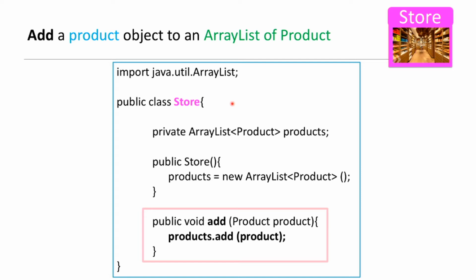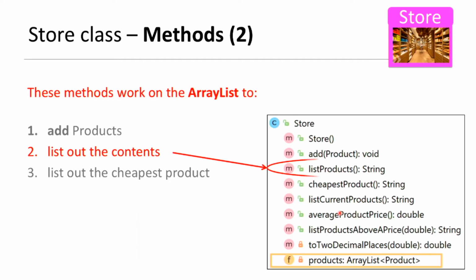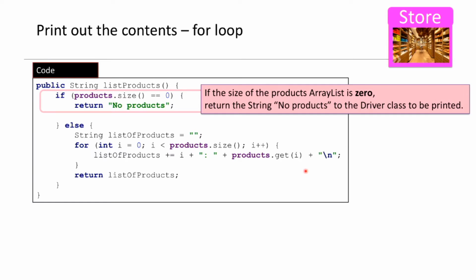So what we looked at on the previous screen is inserted inside the store class. The pink box here is exactly what we had on the previous screen, and I'm just showing you where that fits inside our code. So the second method we're going to look at is listing products. Now we've got some code. Let's just give you a second to review that code.